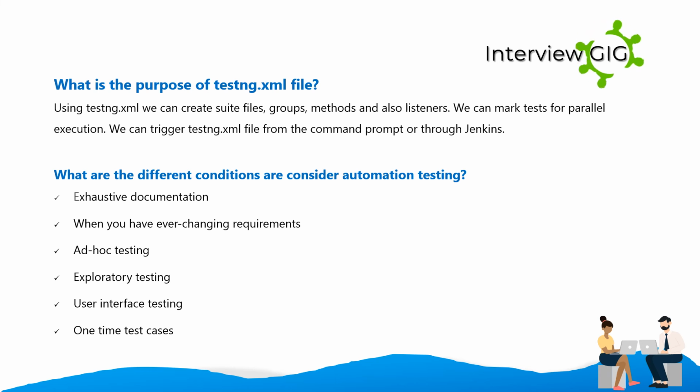What are the different conditions where automation is not suitable for testing? Exhaustive documentation, when you have ever-changing requirements, ad hoc testing, exploratory testing, user interface testing, one-time test cases.